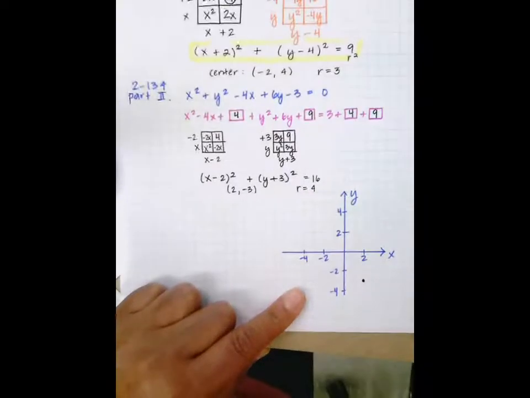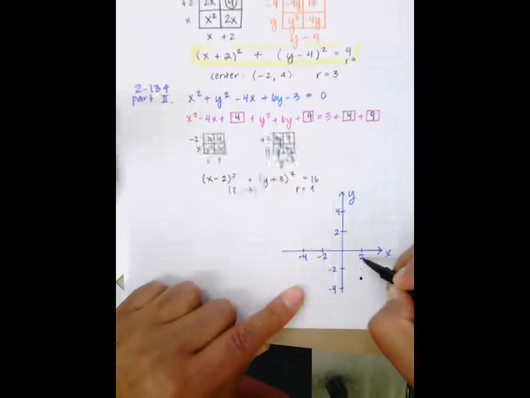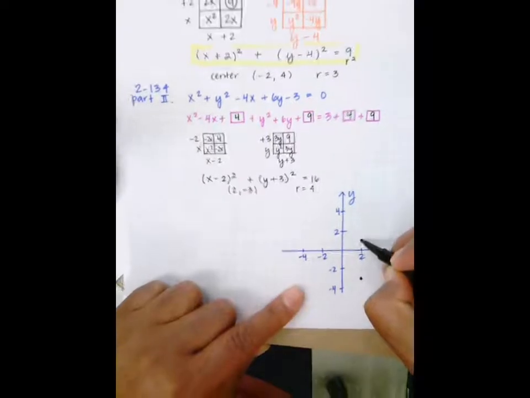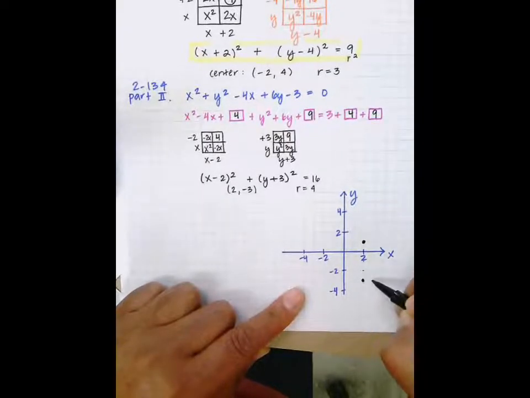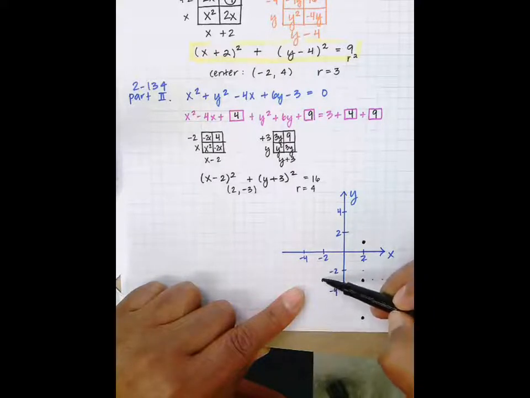This is the center of the circle, not on the circle, and we know the radius is 4, so we can just count up 1, 2, 3, 4, and find a point right there. We can go to the right, 1, 2, 3, 4, and there's a point on the circle there. Go down, 1, 2, 3, 4, and finally to the left, 1, 2, 3, 4.